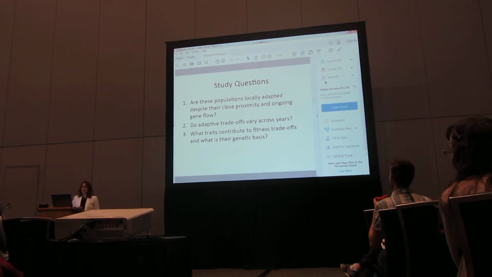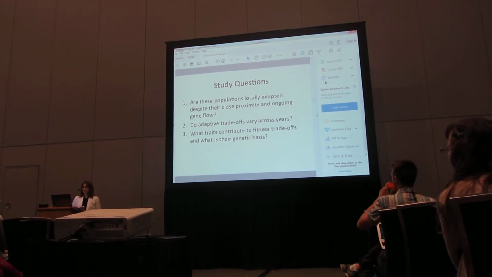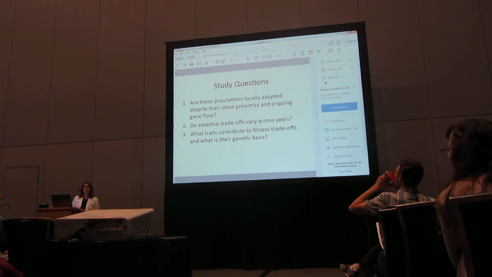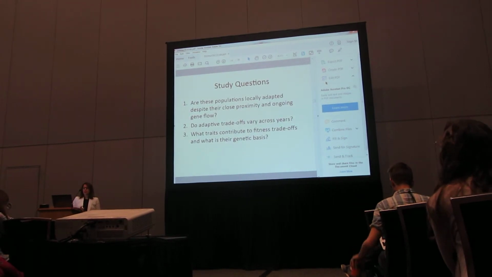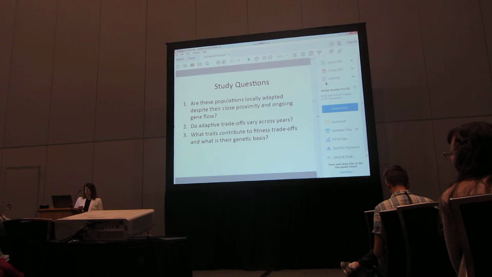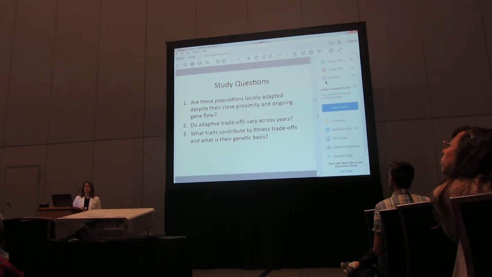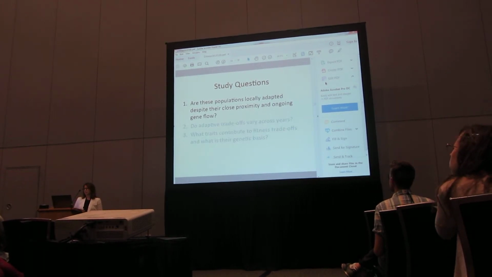So my study questions are, first, are these populations locally adapted despite their close proximity and ongoing gene flow? Do adaptive trade-offs vary across years? And what traits contribute to fitness trade-offs, and what is their genetic basis?